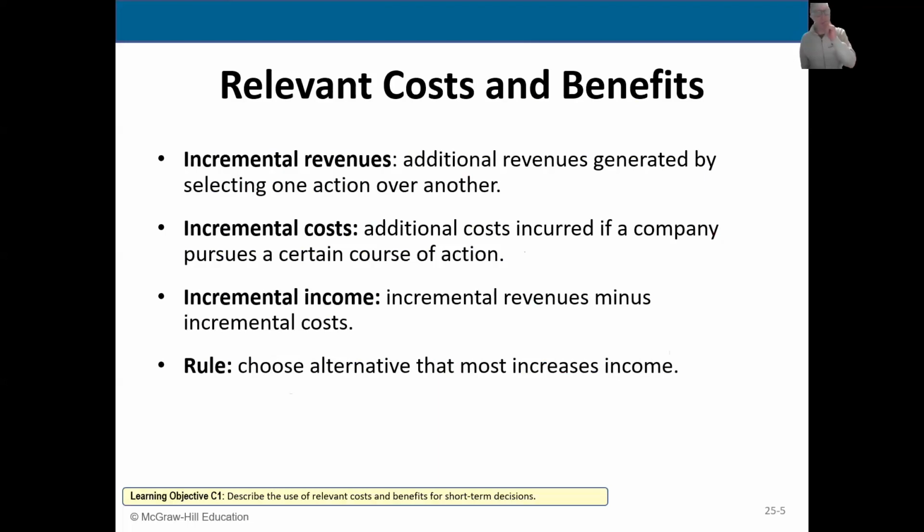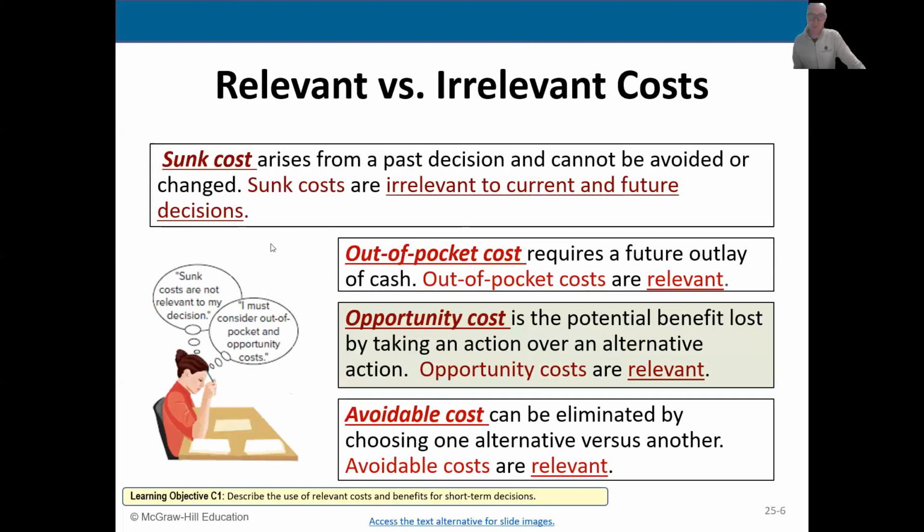And of course, the rule of thumb is that based off of the alternatives provided, option A, option B, option C, we choose the one that generates the most incremental income. You see? Okay. In looking at relevant and irrelevant costs, we need to understand and distinguish the differences between sunk costs, out-of-pocket costs, opportunity costs, and avoidable costs.